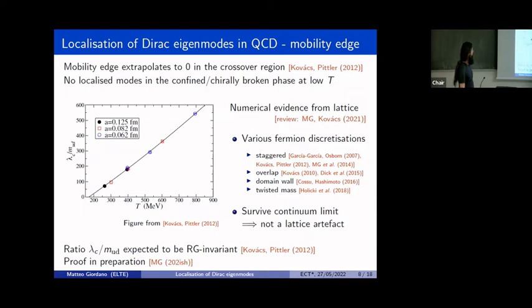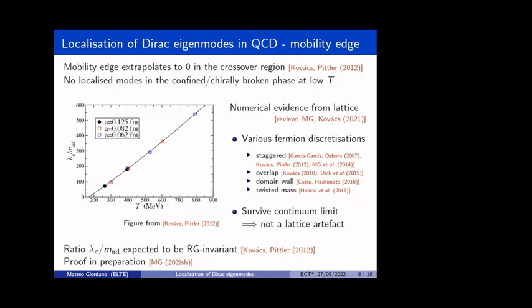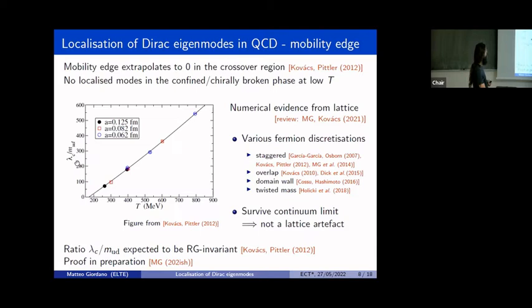Another thing that is interesting to see here is that it's quite clear that this is not just a lattice artifact, because it survives the continuum limit. These three points are at the same temperature, but with different lattice spacing. And they sit nicely on top of each other if you measure the mobility edge in units of the light quark mass. The reason is that this ratio is expected to be renormalization group invariant. And actually, one can prove that it is a renormalization group invariant quantity with a finite continuum limit. I hope to put out the proof sometime in this decade.